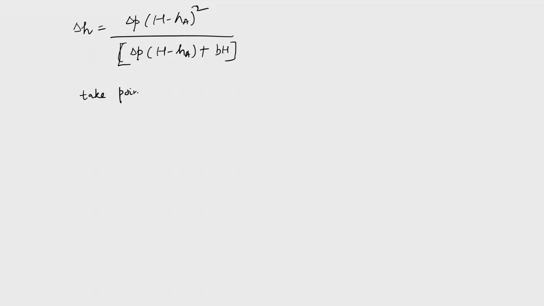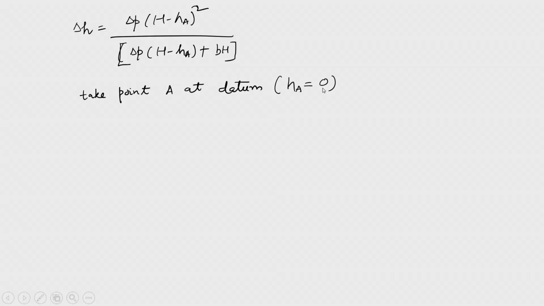Now, what if I take point A at datum? So it will give me the height of point B with respect to datum or point A, because point A is on datum. So I will get the height of point B with respect to datum. As a result, HA becomes 0 here, because we are putting A on datum and we are measuring every height from datum, where the height of datum itself is 0.